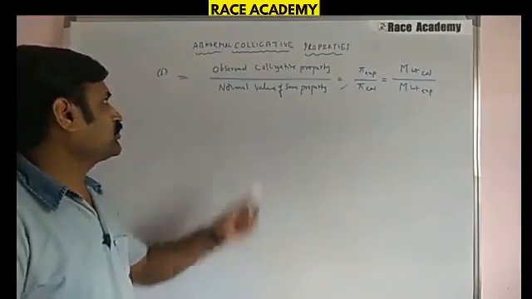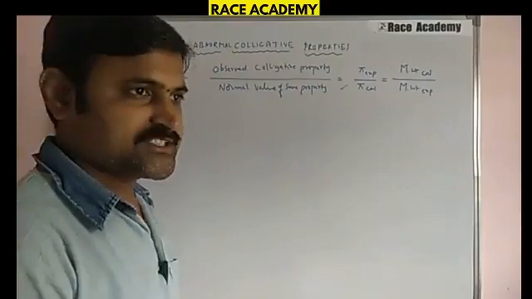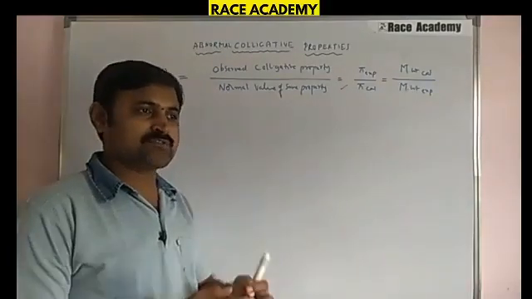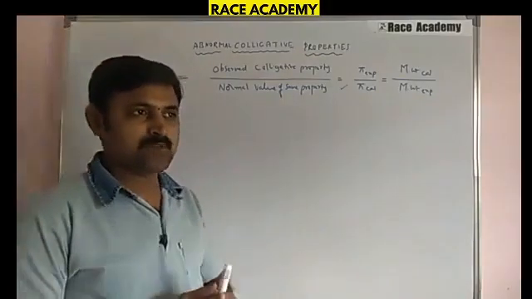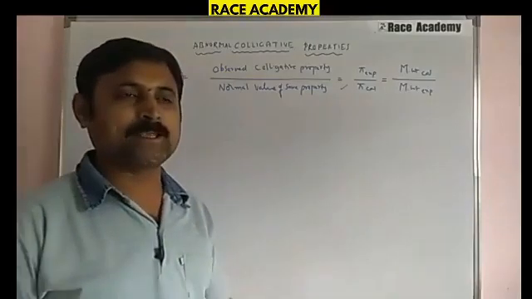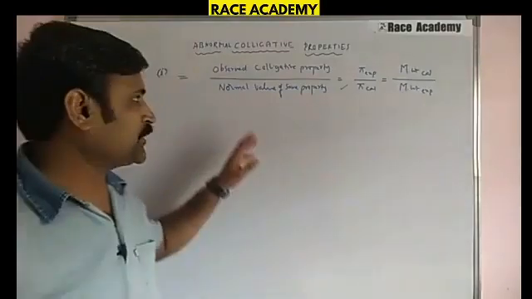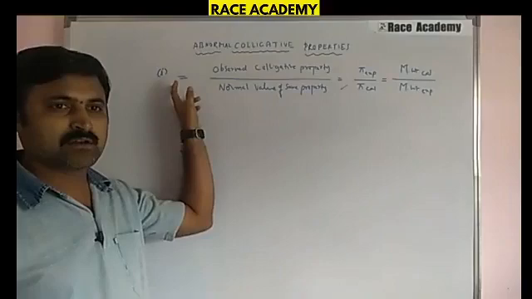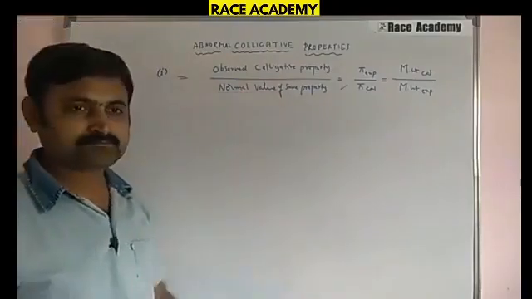We have discussed abnormal colligative properties. This is a continuation of that one, and I've told how the Van 't Hoff factor brings about the equality of the experimental colligative property and the theoretical colligative property values. The colligative property and the Van 't Hoff factor can be related like this: the observed colligative property by the normal colligative property.